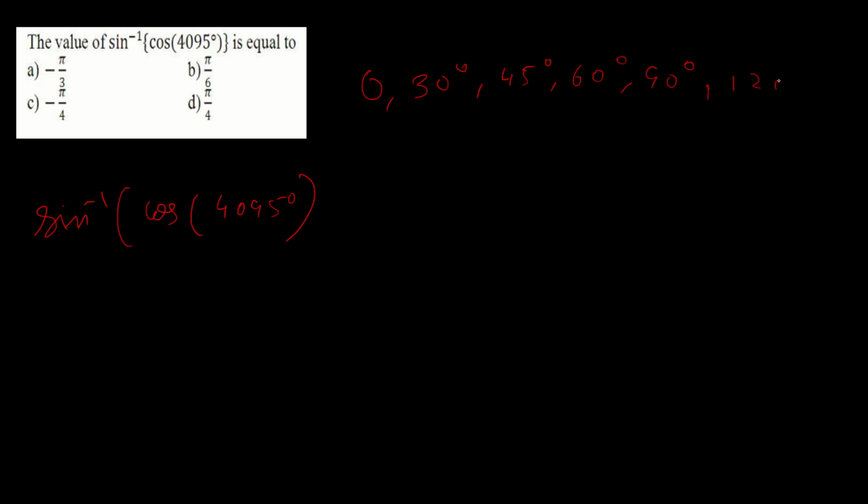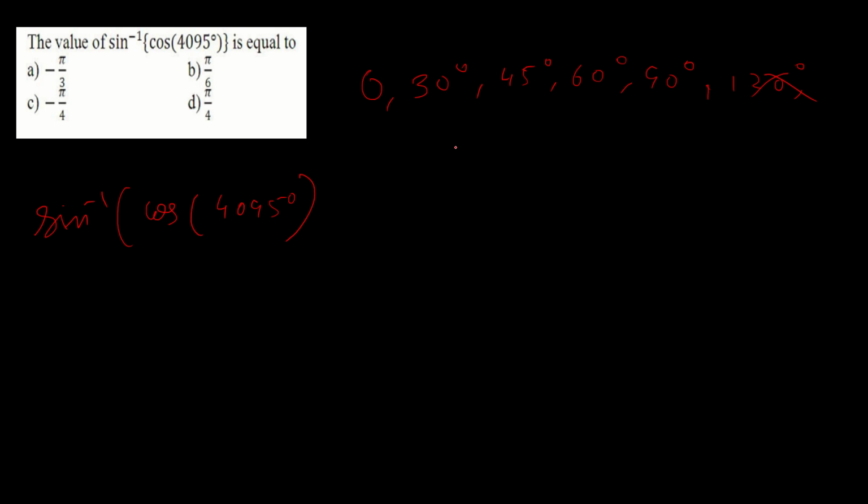Okay, this is one interesting question. The value of sine inverse cos of 4095 degrees. When everyone sees a very big angle like this, they'll be scared. Let me tell a very short trick on how to do it. What are the possible values of cos theta? We know 1 is 0, 1 is 30, 1 is 45, 1 is 60, 1 is 90. Some ultra people like IITians know 120, 180, 360, etc. But no need of those things.